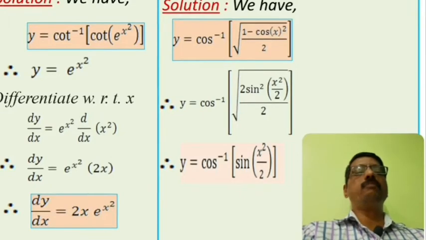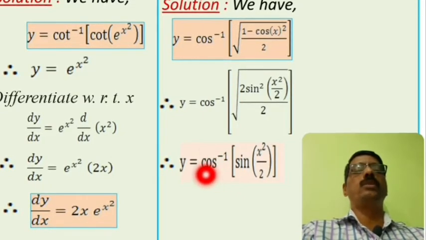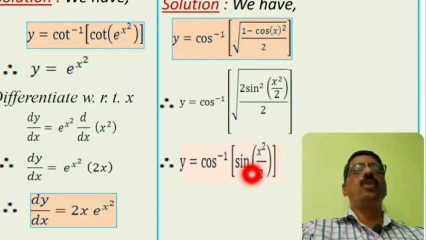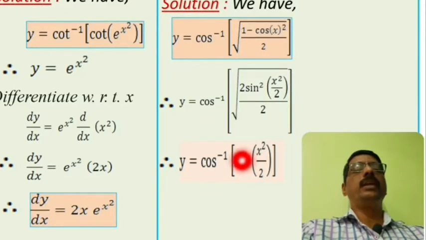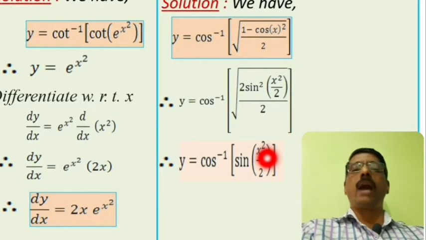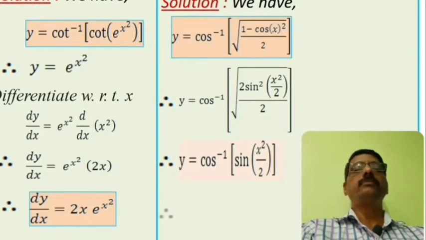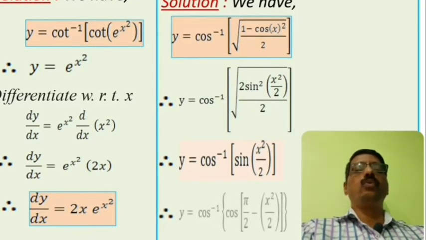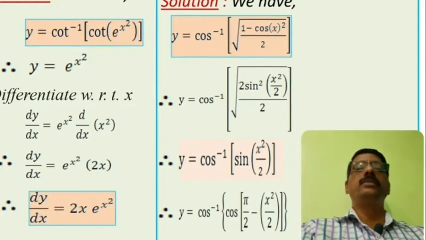Okay, that is the simple part. But now here, outside the bracket is cos inverse, but inside the bracket is sin. We have to convert that sin into cos. We know the formula sin of theta equal to cos of pi by 2 minus theta. By that formula you can get the next step, that is y equal to cos inverse of pi by 2 minus x square upon 2.